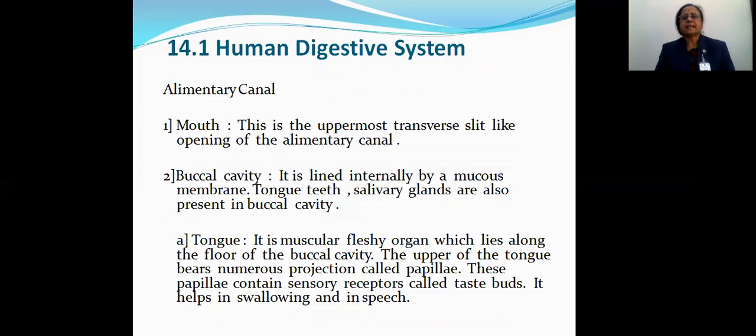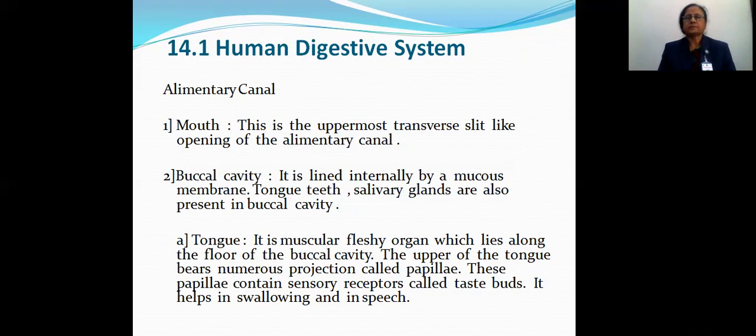Here the first part is the alimentary canal. In the alimentary canal, the first part is the mouth. The mouth is the uppermost part and opens outside, and it is guarded by a slit-like opening, and this slit-like opening is guarded by fleshy lips. Then the mouth opens into the buccal cavity. In the buccal cavity, what is present? Here, tongue and teeth. Also salivary glands are present.